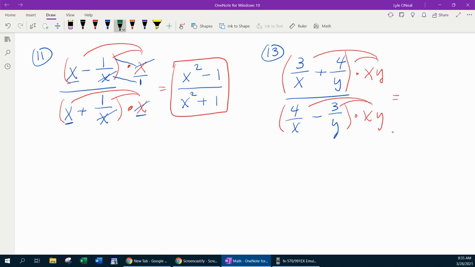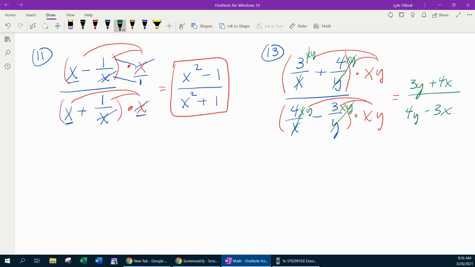So for the first fraction, 3 over x, if I were to multiply by xy, the x's would cancel, leaving only 3y. In the second fraction, again, if I multiply by xy, the y's would cancel, leaving me only 4x. And so that gets rid of the fractions in the numerator. In the denominator, it's going to work similarly. So again, multiplying by xy, the x's cancel, leaves me 4y. Multiplying the 3 times xy, the y's would cancel, leaves me 3x.